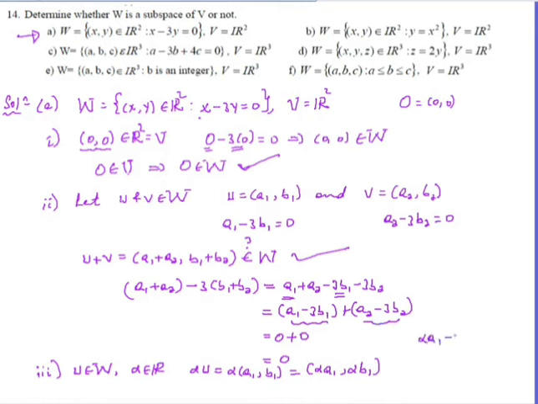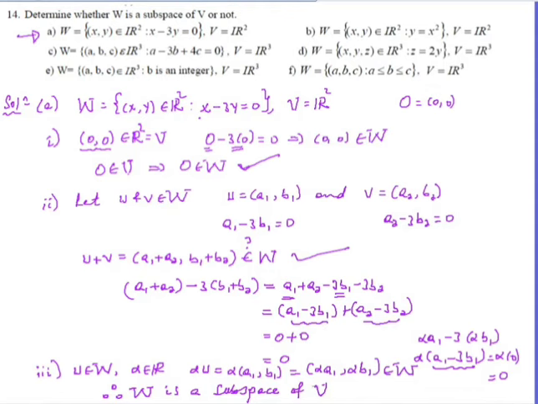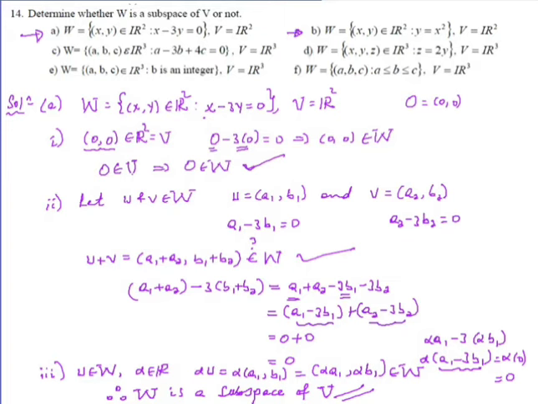እዚህ ጋር እንደምናቀው alpha a1 minus 3 times alpha b1 ማለት alpha into a1 minus 3 times b1 ይሆናል. This is already 0. Okay so alpha times 0 ምን ይሆናል? 0 ይሆናል ማለት ነው. So this is also an element of W. Okay so ሶስቱም ፕሮፐርቲዎች satisfied ሆነዋል, therefore W is a subspace of V. W is a subspace of V እንላለን ማለት ነው, or የR2 subspace ነው ማለት ነው.